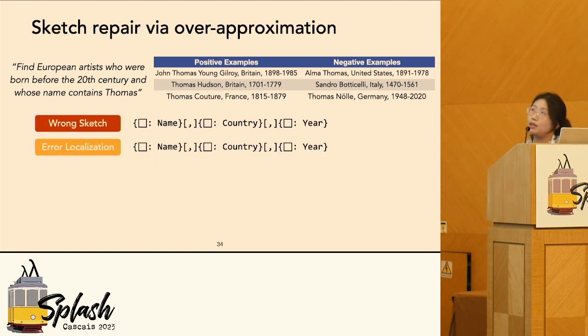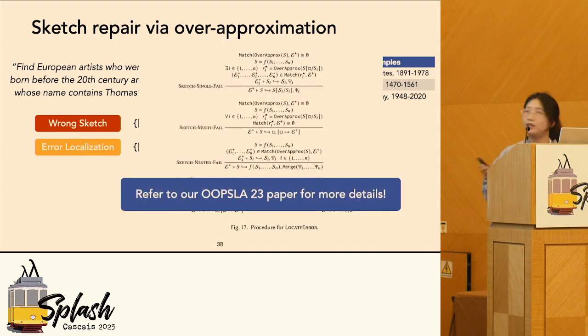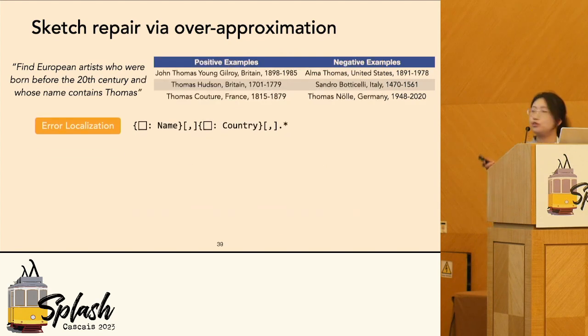The first step of doing sketch repair is error localization. The way we're doing it relies on the concept of over-approximation again. By replacing each of the holes with its over-approximation, we keep running until we get the first error localization program that can accept all the positive examples. For more detail you can refer to our OOPSLA paper.